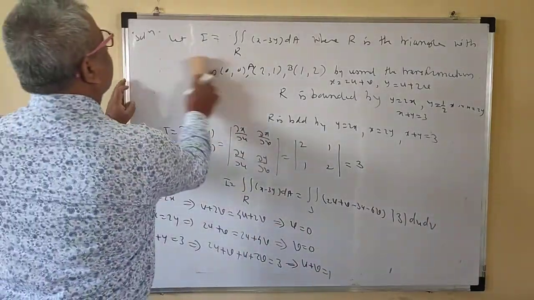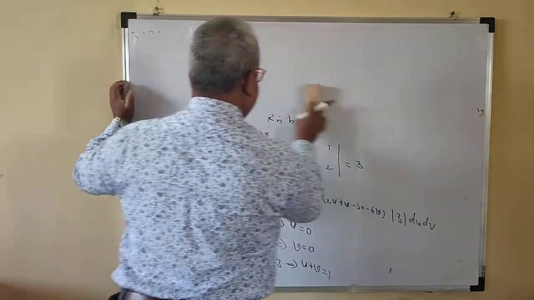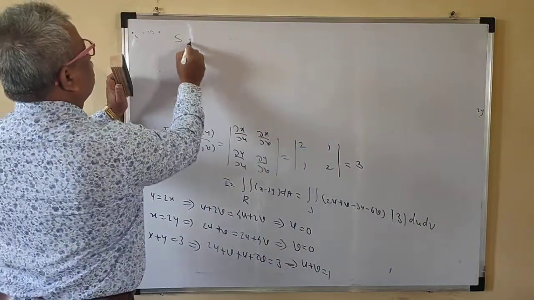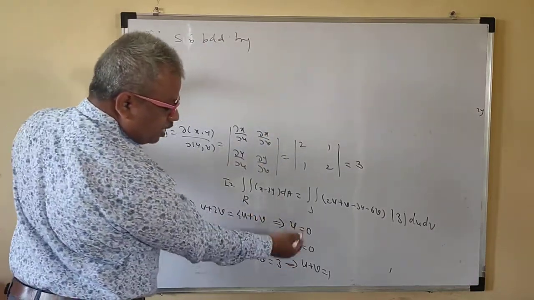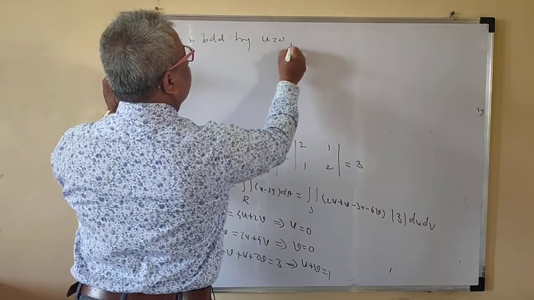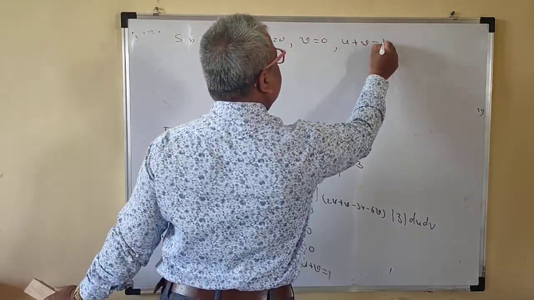Okay. So that means your region of the integration, that is S. So S is bounded by, what do we get here? U is equal to 0, v is equal to 0, u plus v is equal to 1.